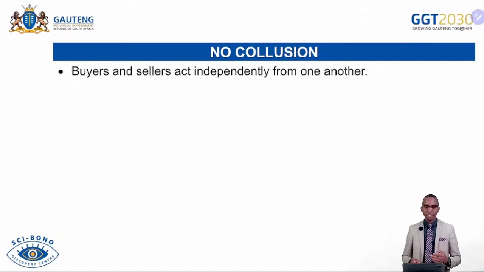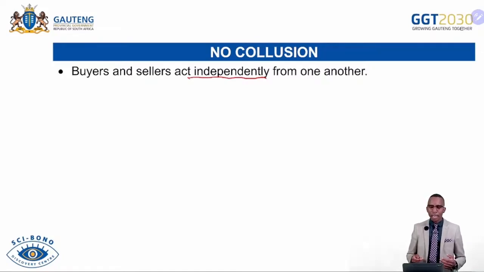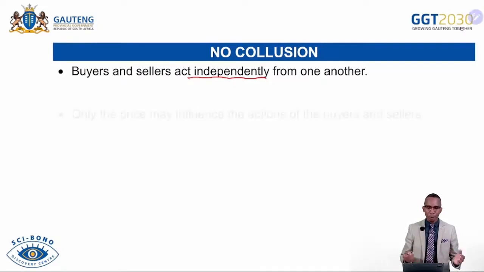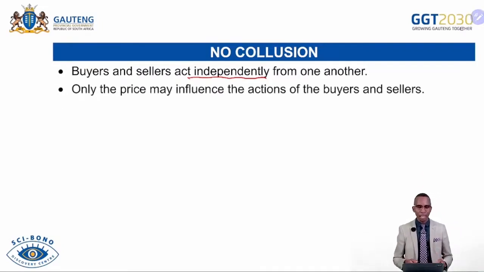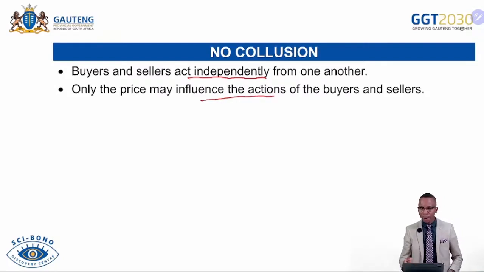So buyers and sellers act independently from each other. They don't meet and discuss anything based on market conditions. But these sellers will always act independently, based on the manner in which they want to maximize profits within the economy or within the market. Only the price may influence the actions of buyers and sellers. Just the price will always influence the actions, especially of sellers. Also, buyers are influenced by what we call the price.